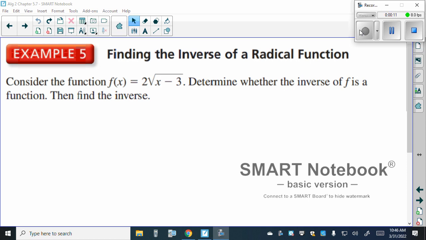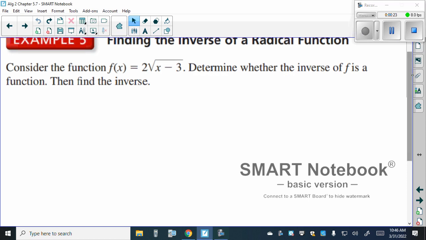So what we're doing today is a few more examples of finding the inverse of a function and then determining if two functions are indeed inverses. We're going to start with this problem here. Consider the function f of x equals 2 times the square root of x minus 3. Then determine whether the inverse of f is a function and then find it.